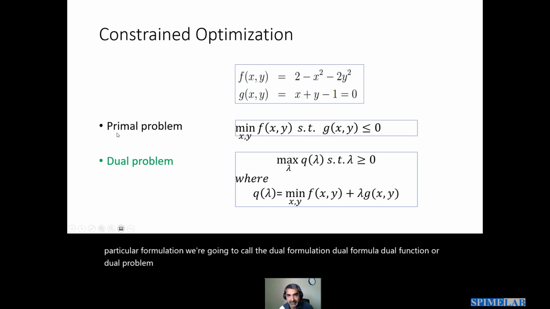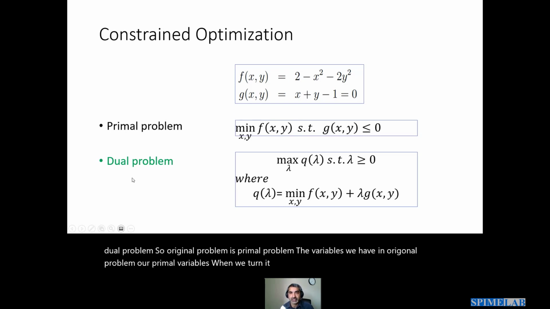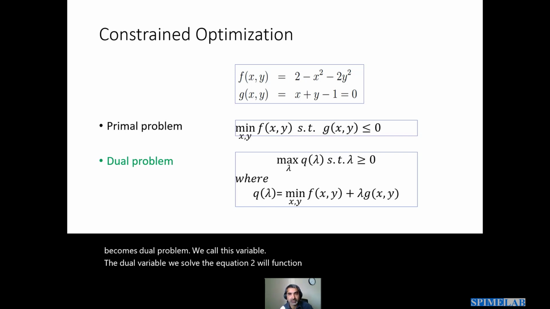So the original problem is the primal problem. The variables we have in the original problem are primal variables. When we turn it around in terms of the constraint variable, it becomes the dual problem. We call this variable the dual variable. We solve the dual function equation in terms of the dual variable.